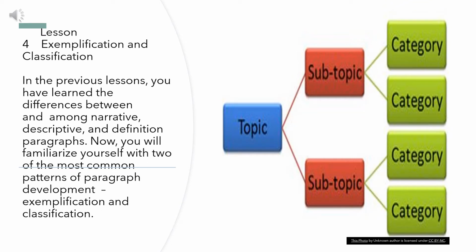Looking at the image, you are being given an idea that the next pattern of paragraph that we will be tackling has something to do with grouping of ideas. Just like the image itself, you have here the topic, subtopic, subtopic, and under each we have categories. Let's figure out how that image is really related to Lesson 4: exemplification and classification.